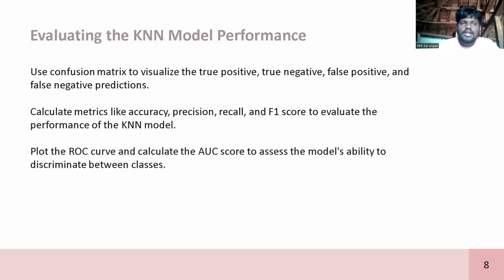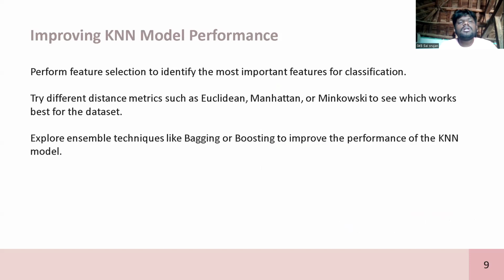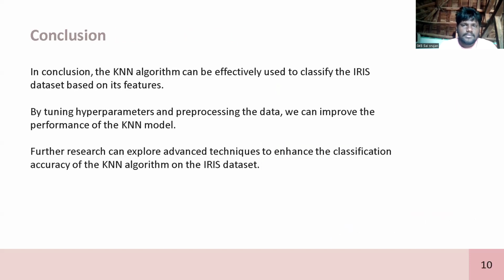We are using the confusion matrix and metrics like accuracy, precision, and recall. These are the things to evaluate the model performance. To improve the model performance, we are using feature selection, different distance metrics such as Euclidean, and bagging and boosting techniques. So this is the conclusion for that. Thank you so much.